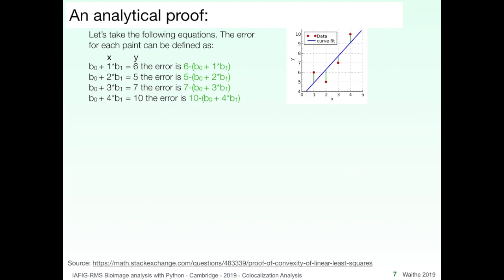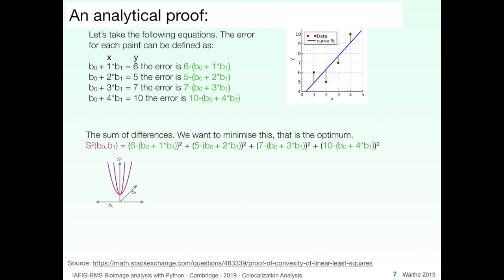For the first point, the error is represented by 6 minus (b0 plus our x-coordinate times b1). So you can see we have a series of equations that are all giving us clues about what b0 and b1 may be. Then what we want to do is minimize the sum of these, so we can express the sum like this. Of course, you can use more compact notation, but I'm just showing you how all of those unknowns fit in.